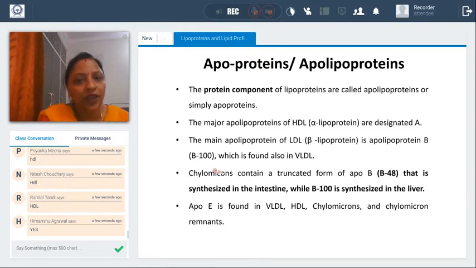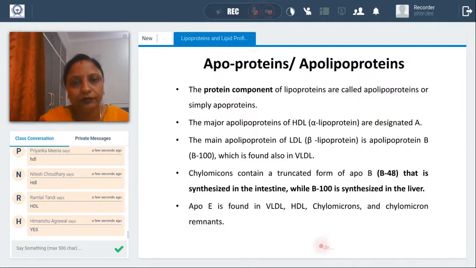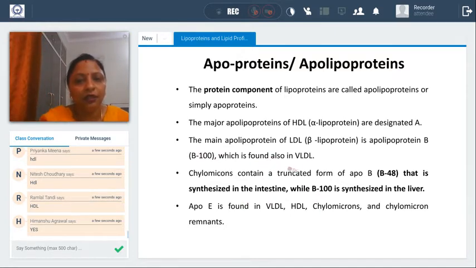The major apolipoproteins of HDL, that is alpha lipoprotein, are designated as capital A, and the main apolipoprotein of LDL, that is beta lipoprotein, is apolipoprotein B, that is B100, which is found also in VLDL. You can see here. Chylomicrons contain the truncated or short form of ApoB, that is B48, which is synthesized in the intestine, while B100, found in VLDL, is synthesized in the liver.